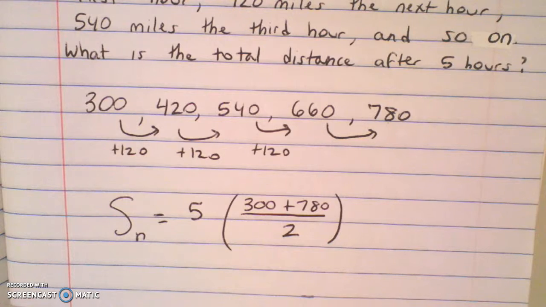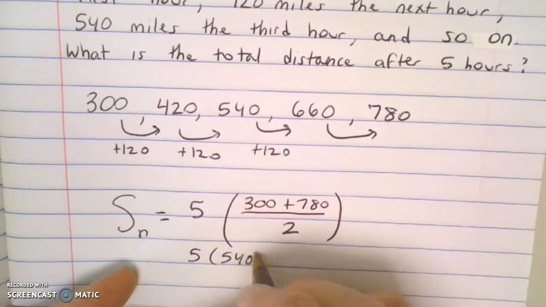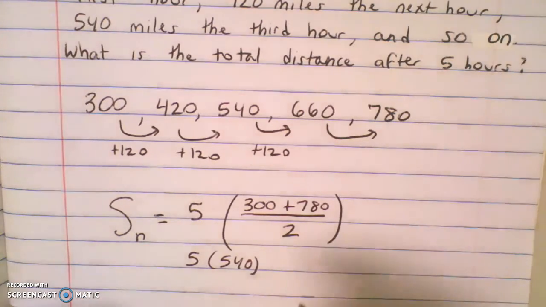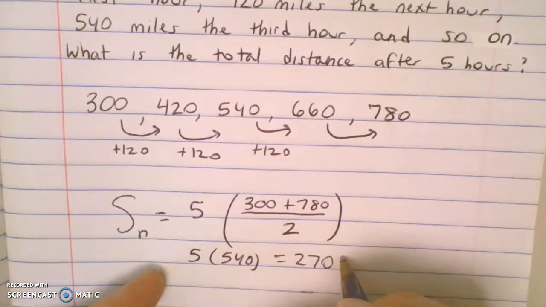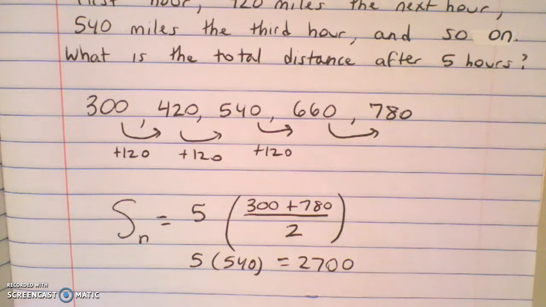If you calculate that, 300 plus 780 divided by 2 is 540. So it's going to be 5 times 540, and when I multiply that, you get 2,700. So the total miles after 5 hours is 2,700. You could add those numbers together as well, just to double check. 300 plus 420 plus 540 plus 660 plus 780 will get you to 2,700 as well. And that's applying the formula that we've learned to an application problem.